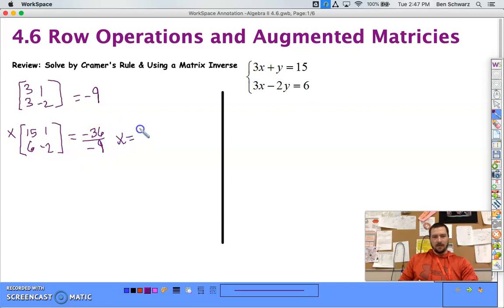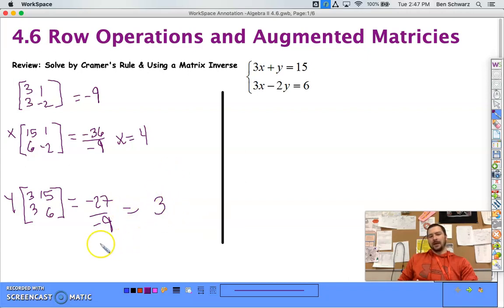So x equals 4. And then for y, we leave the x's alone, put 3 and 3, we replace the y's. So now we replace the y's with 15 and 6. Find the determinant again. So it looks like we have 18 minus 45, which I think is -27. And then over -9. So we get 3 for y. So the answer is 4, 3.